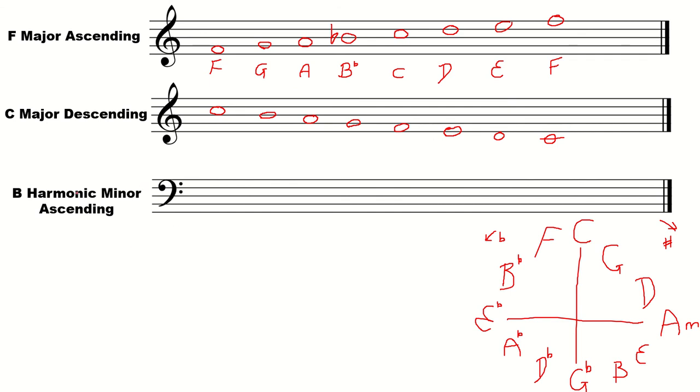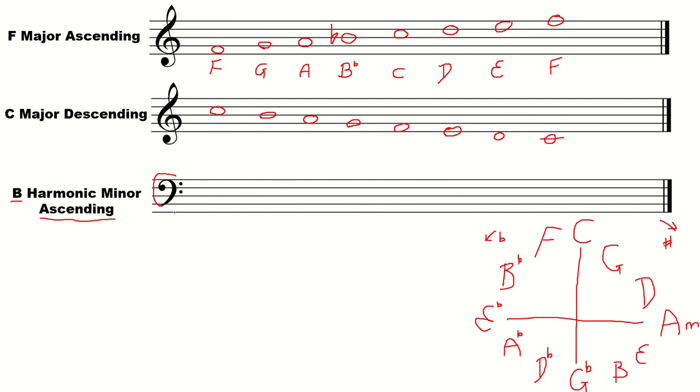Ooh, B harmonic minor ascending. So there are 4 things to look out for. We've got the B. That tells us what note we're starting on. And it's going to be ascending. We can actually write out a scale based on just that. So we know we're going to start on the note B. Oh, actually, there are 5 things to look out for, aren't there? So we also need to look out for this thing.